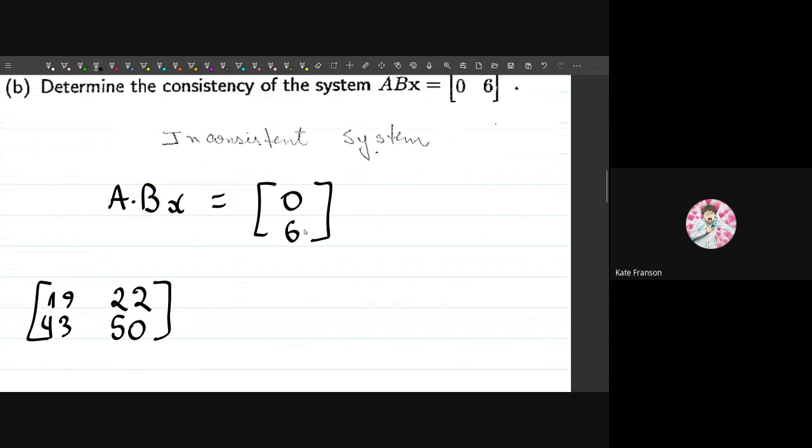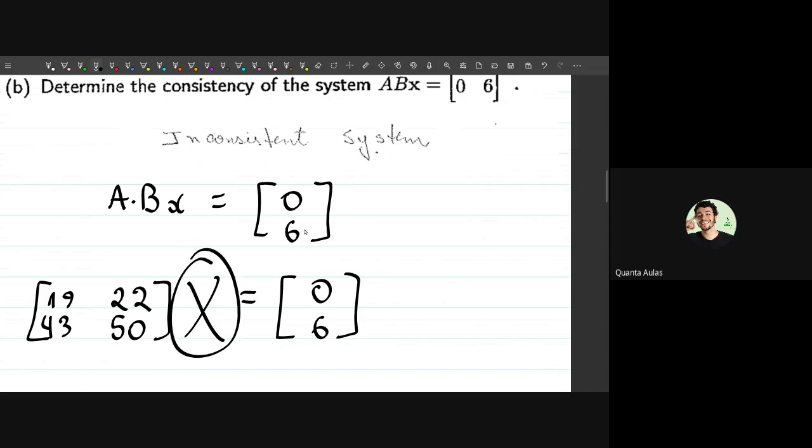So we need to think a little bit here. Why? Because we have this matrix, we need to put something here. I will put this X for that moment. And we have this matrix here. So we need to understand what type of matrix this is.